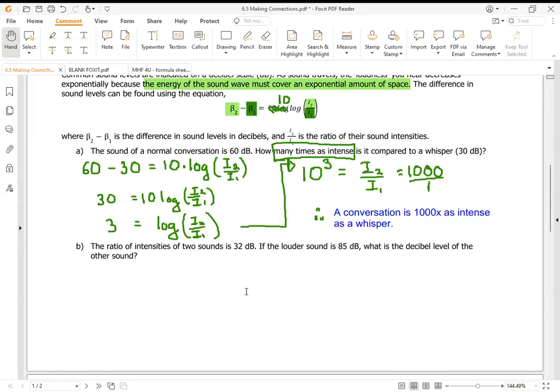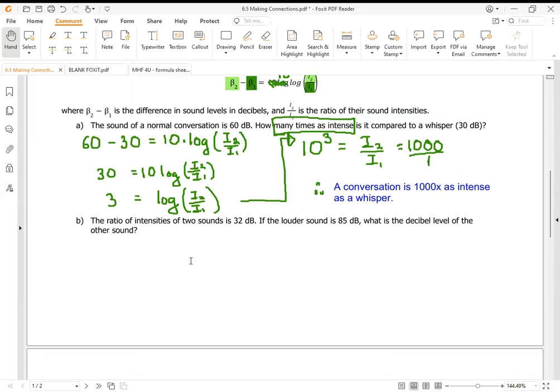So I'm going to leave B to you, just so we save time and give you more opportunity to wrestle with this. Consider part B. A ratio of intensities of two sounds is 32. Sorry, that is a misleading piece of information. The ratio of intensities, in other words I2 over I1, is 32. If the louder sound is 85 decibels, what's the decibel of the other sound? I'll leave that to you.